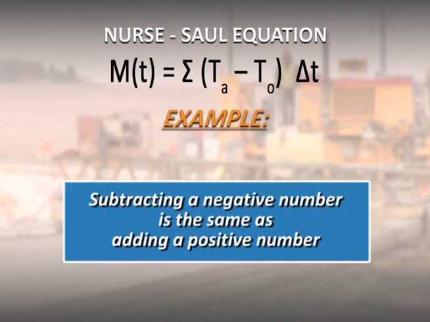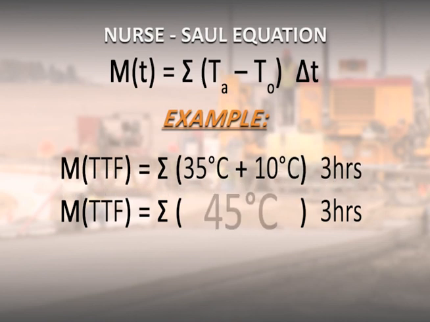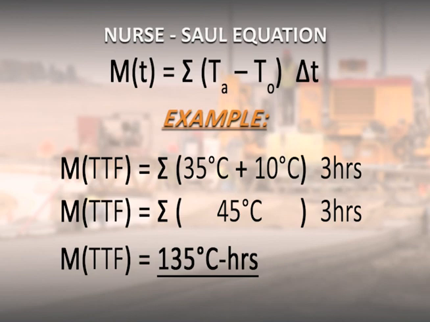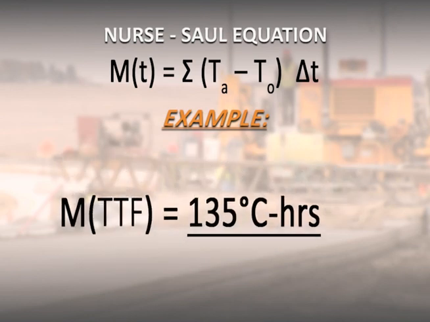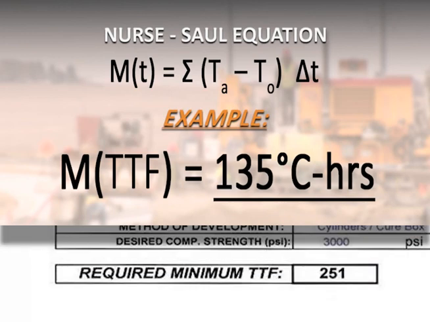Always remember, subtracting a negative number is the same as adding a positive number. The result is 45 degrees Celsius, which is then multiplied by the time interval of 3 hours to give a time temperature factor value of 135 Celsius per hour. This time temperature factor value calculated must meet or exceed the target time temperature factor value from the maturity curve which was generated for this specific mix design.